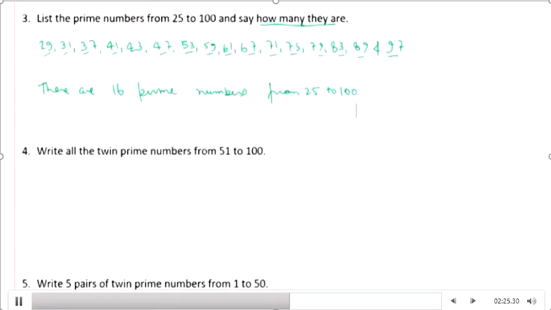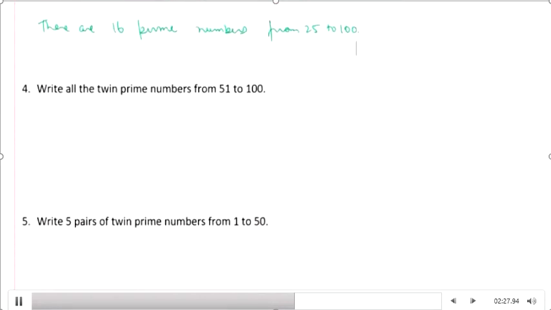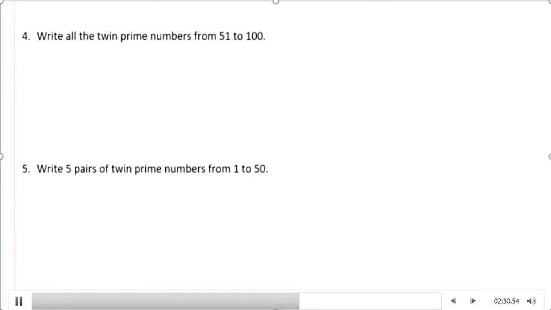Question 4. Write all the twin prime numbers from 51 to 100. Let's bring to our mind what exactly are twin prime numbers. If the difference between two prime numbers is 2, then the two prime numbers are called twin prime numbers. So in the list of prime numbers between 51 and 100, we should look for pairs with a difference of two between them.